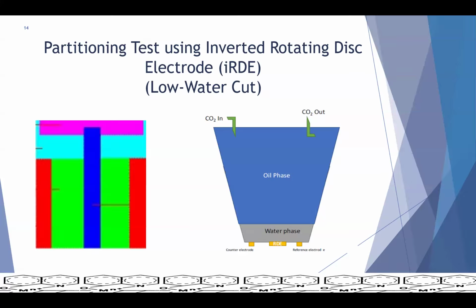But what we are going to do in our JIP is the inverted rotating disc electrode. Normally, the rotating disc electrode is placed from the top to bottom. But here, we are going to place it from the bottom up so that the disc on which corrosion rate can be measured is placed at the bottom, in which water accumulates. As a result, the partitioning of the inhibitor from the oil phase to the water phase can be evaluated in the presence of oil phase also. That is the premise of using the inverted rotating disc electrode that will be standardized in this JIP.